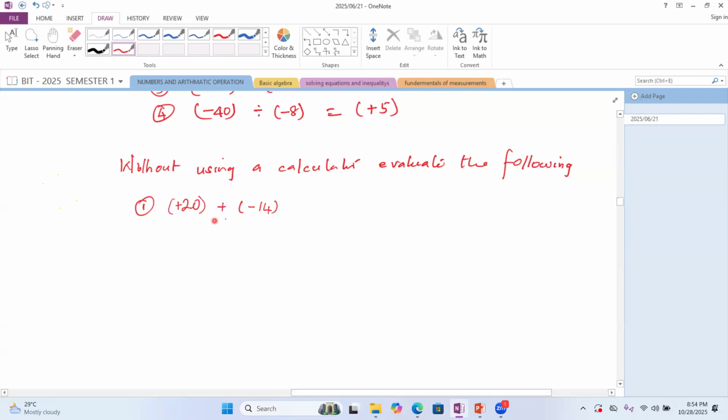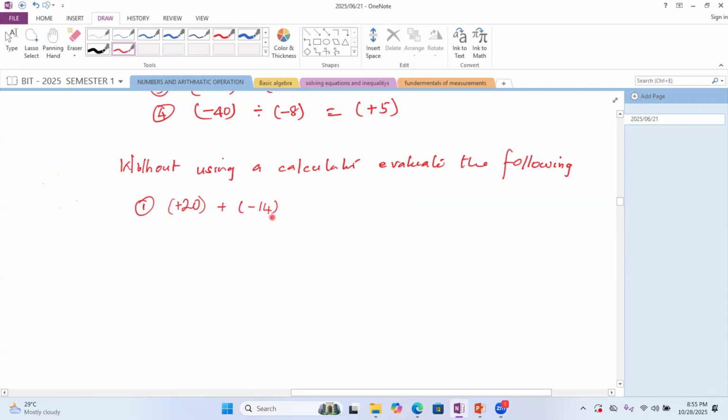Here is the addition. Without calculator and also without number line, we can evaluate these additions with positive and negative numbers. So how can we add? Here you should know these are different signs, positive and negative. So first we should find the numbers without sign. These are positive 20 and negative 14.